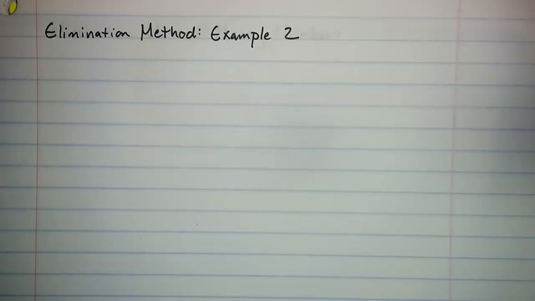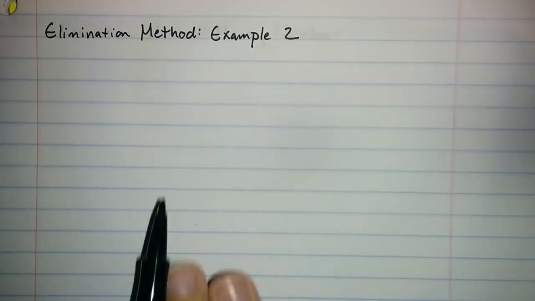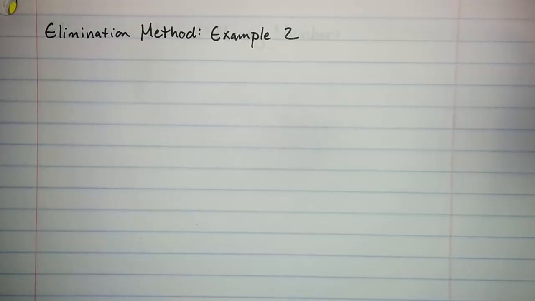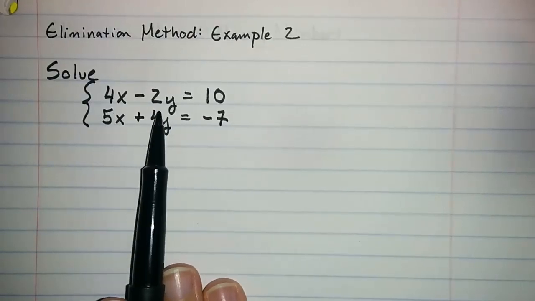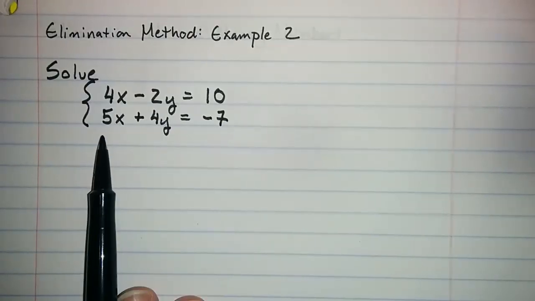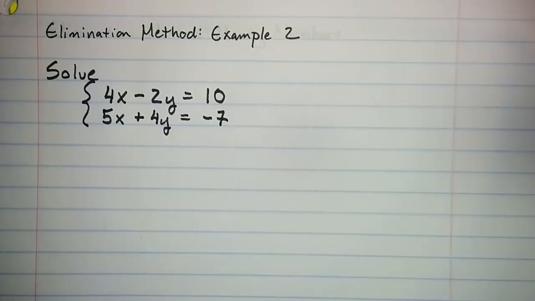Now, in the examples that we saw before, the elimination method just kind of worked, as if by magic. I'm going to show you an example now where the elimination method requires a little bit of preparation first. Let's say we start with the system 4x minus 2y equals 10, 5x plus 4y equals negative 7.